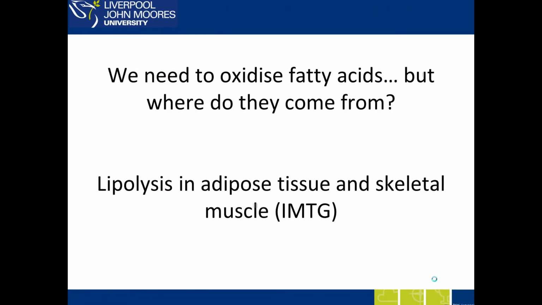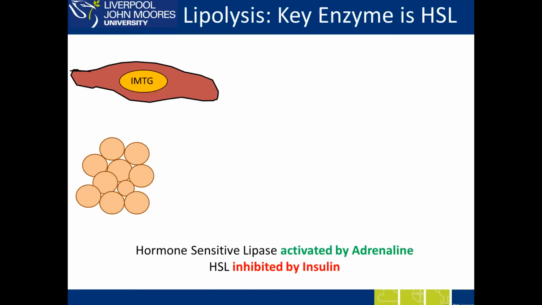So we know we need to oxidize fatty acids, but where do these fatty acids come from? They come from lipolysis in adipose tissue and also skeletal muscle. So when we consider lipolysis, the key enzyme that we need to remember is HSL, or hormone-sensitive lipase. Now, hormone-sensitive lipase is activated by adrenaline and inhibited by insulin.